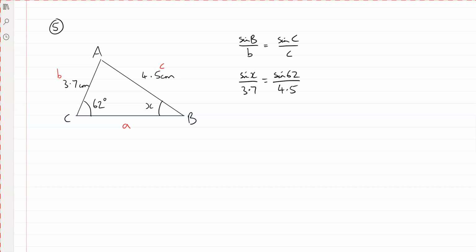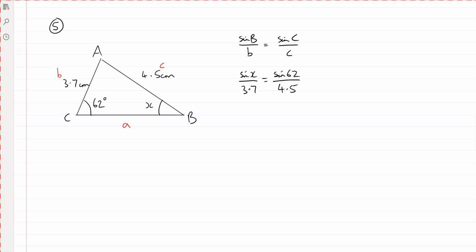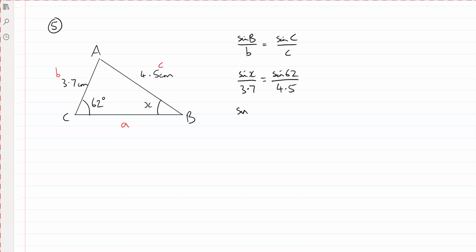Then we need to solve this. Again, we need to get the x on its own, so we need to get sine x on its own to start with. So we're going to multiply both sides by 3.7. Multiply the left hand side by 3.7, it cancels the bottom. Multiply the right hand side by 3.7, it's going to attach itself to the top of the fraction, because we're multiplying. And then we can find x by taking the inverse sine of both sides, so sine minus 1 of both sides.